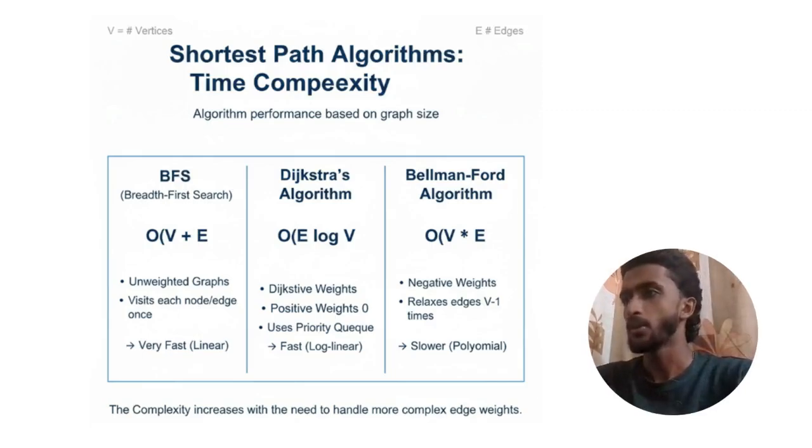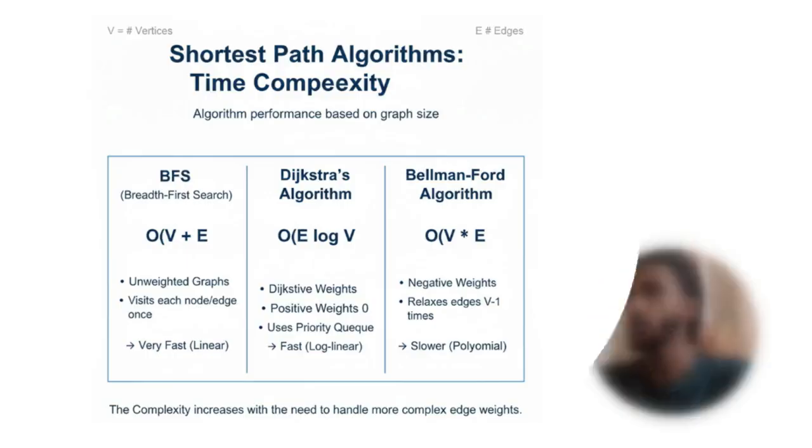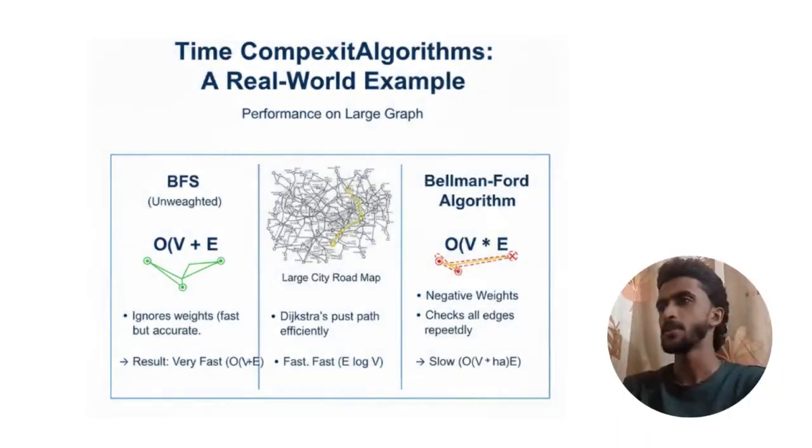For the Bellman-Ford algorithm, the time complexity is O(V times E). This means it's slower than the other two algorithms. For example, if the graph has too many cities and many roads, BFS and Dijkstra will finish faster, but Bellman-Ford will take more time.